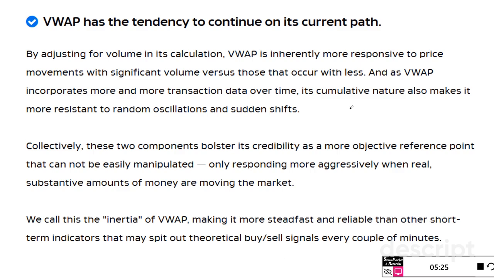Okay. VWAP has a tendency to continue on its current path. By adjusting for volume, as it is calculated, VWAP is inherently most responsive to price movement with significant volume versus that which occurs in less. And as VWAP incorporates more and more transaction data over time, its cumulative nature also makes it more resistant to random oscillation. So VWAP will play a vital role in our intraday segment.